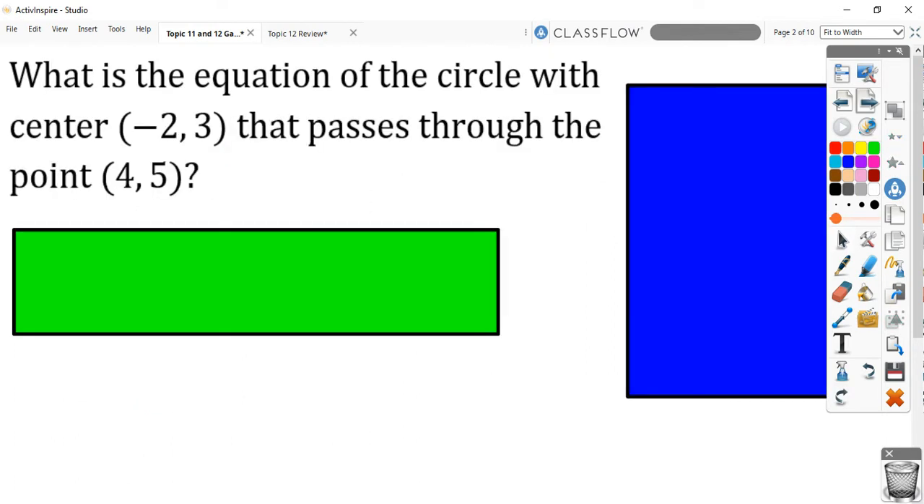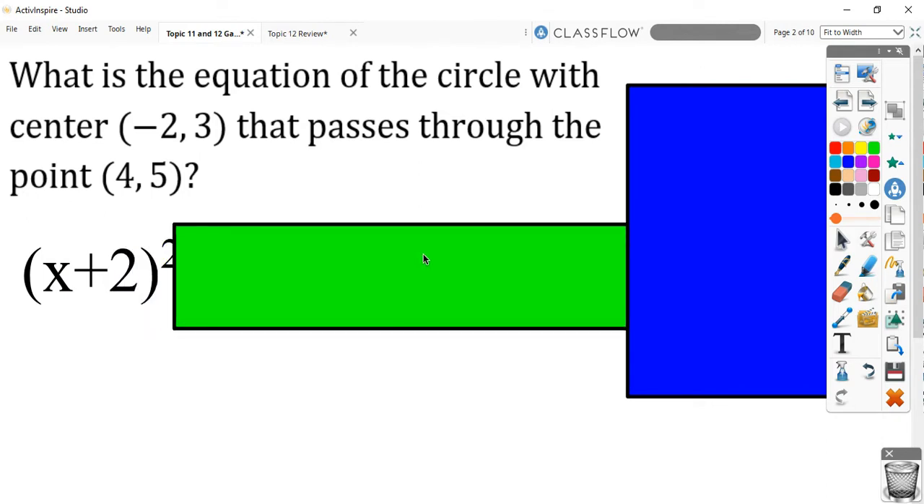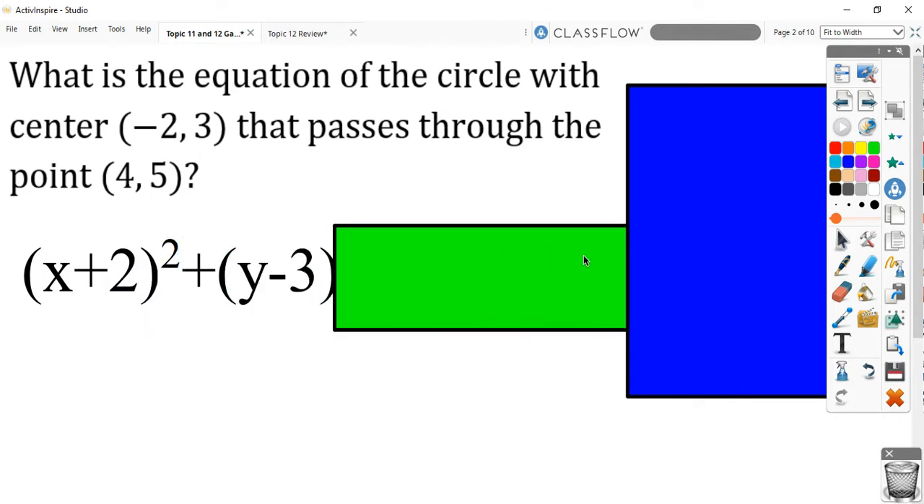Moving on now to question number two. What is the equation of the circle with center -2, 3 that passes through the point 4, 5? If we're looking for the equation of a circle with a given center, that part of it is pretty easy. When we see a center of -2 and 3, we put that into the equation. It becomes x plus 2 squared, and y minus 3 squared. The left side of the equation is pretty simple.